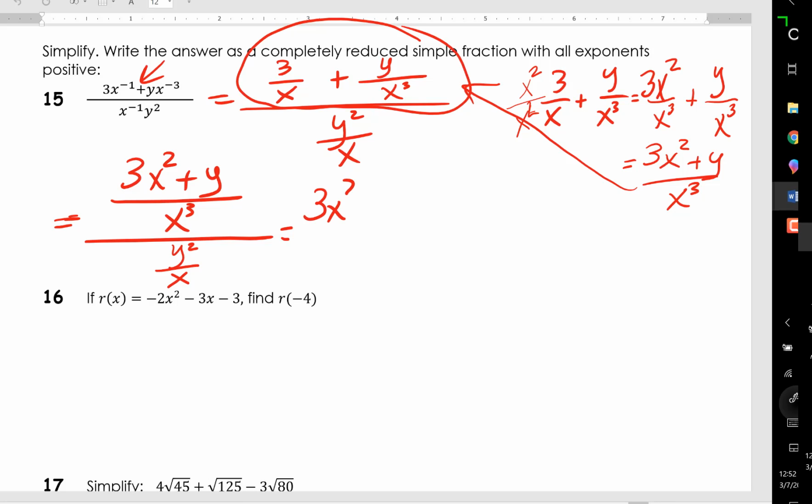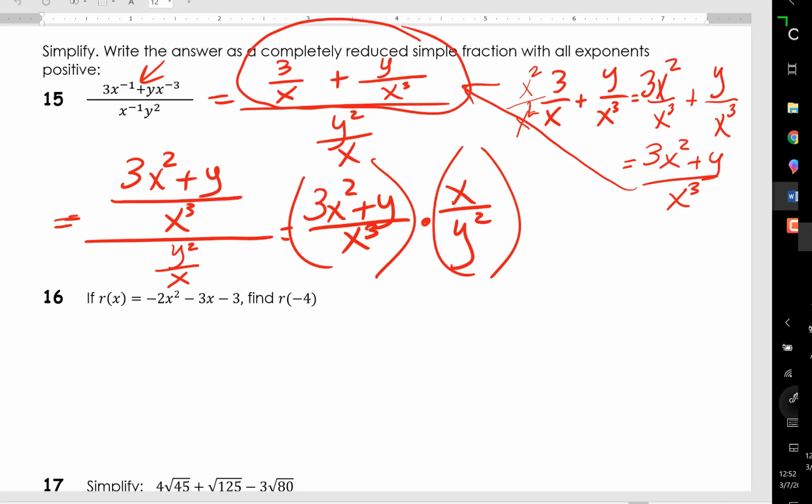So numerator times reciprocal of the denominator. So y squared over x becomes x over y squared. And remember, you're multiplying that whole thing by this whole thing. And so one of these x's is going to cancel. You can cancel that x with one of those x's. So you'll have just x squared left on the bottom. So your final answer, totally reduced, is 3x squared plus y over x squared y squared.